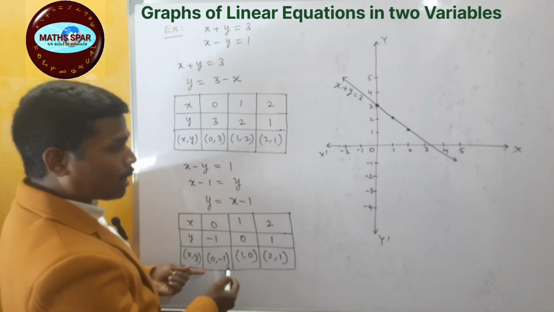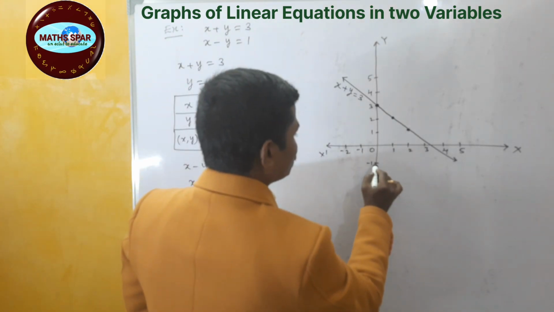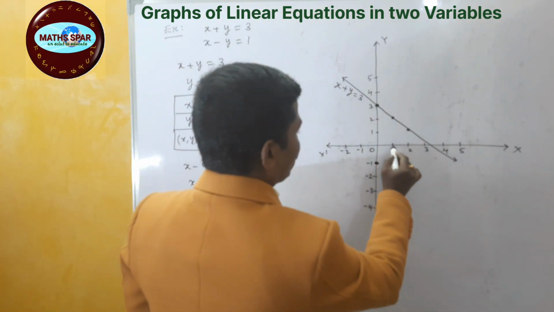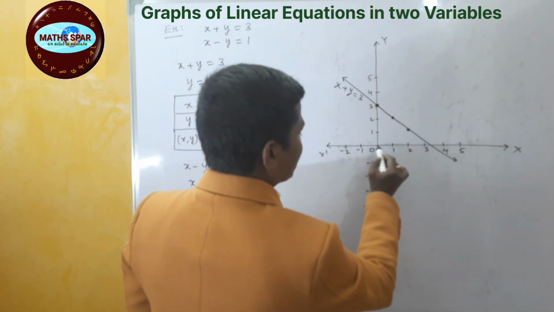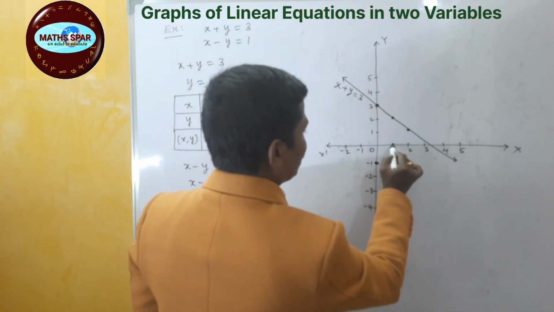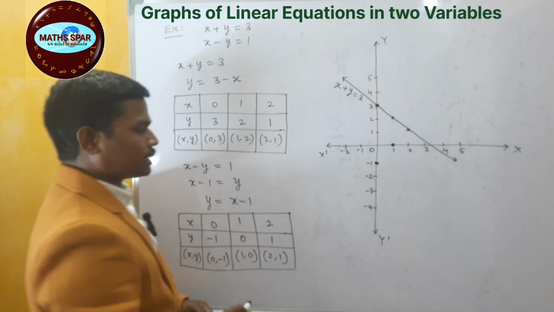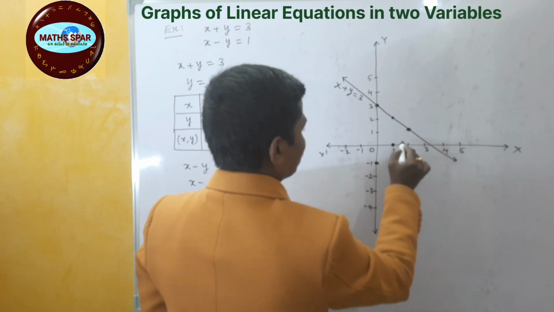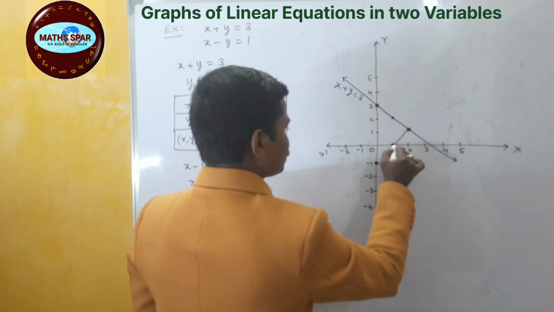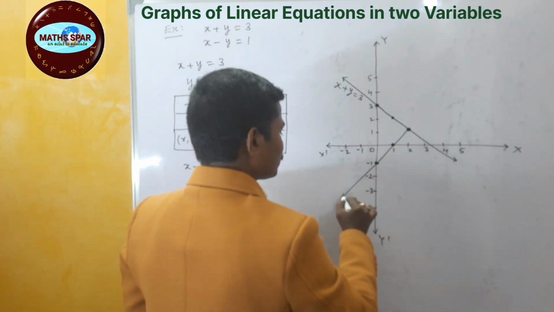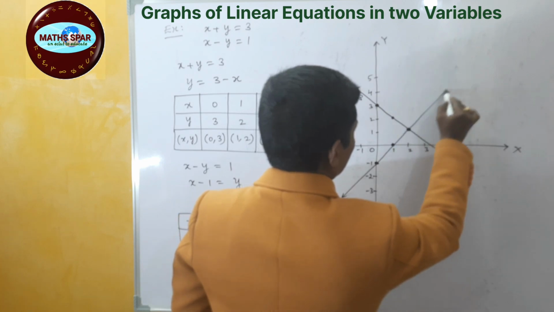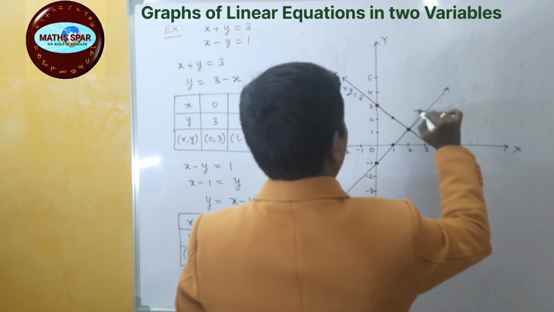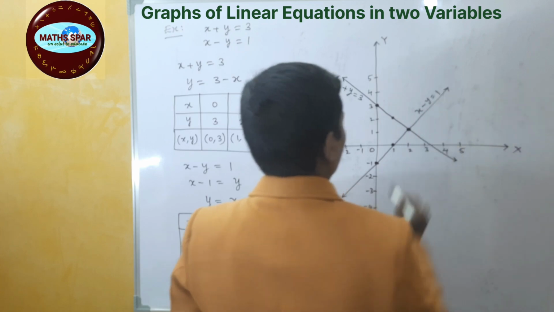Then 0 comma minus 1. 0 comma minus 1 is this point. Next 1 comma 0. 1 is on x-axis, 0 is on y-axis. So the point will lie on x-axis itself. Then 2 comma 1. Then 2 comma 1 is the same point. Then this is the line x minus y is equal to 1.